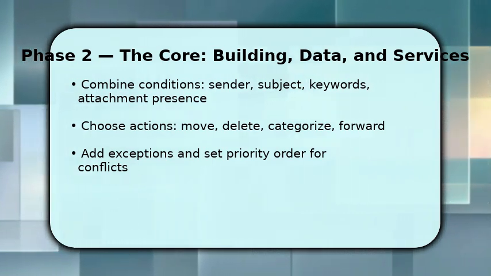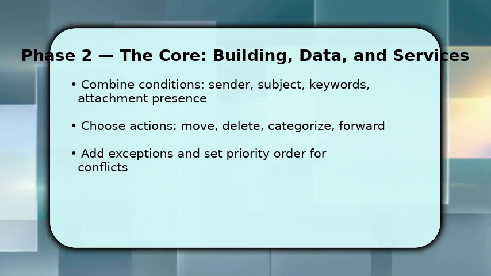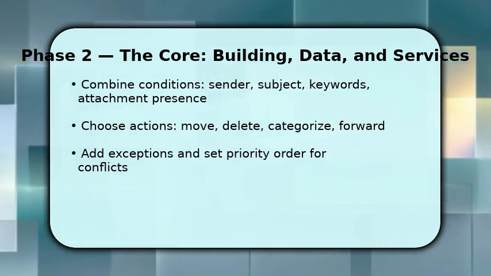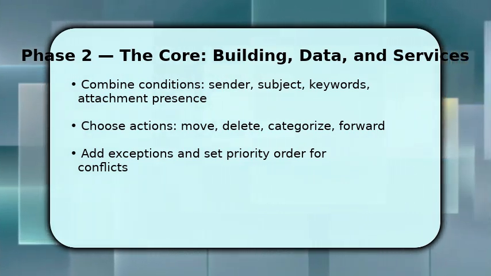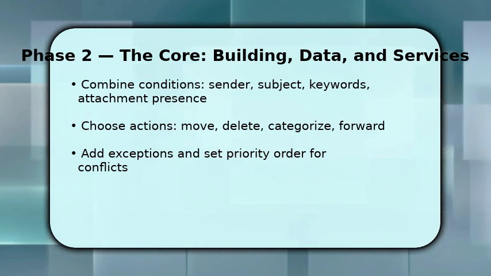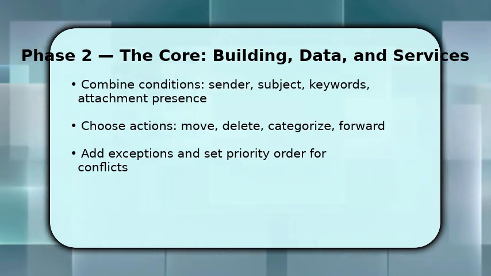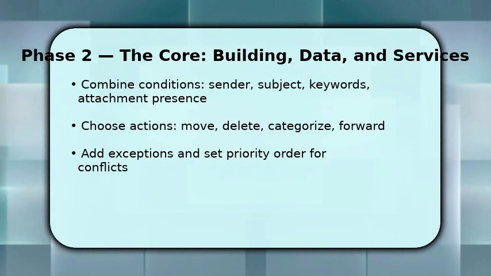Think about automation versus manual review. Once done, add exceptions to prevent overfiltering and arrange rules by priority so more specific rules run first. Make sure to test with sample emails. That reveals logic flaws before busy mailboxes are affected.